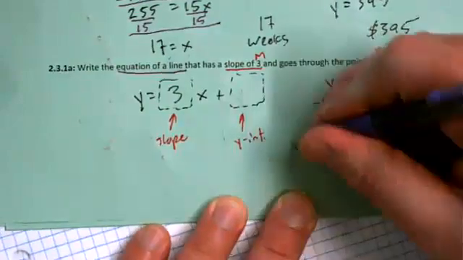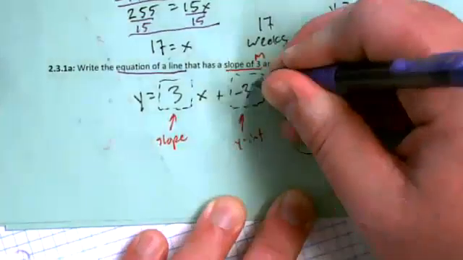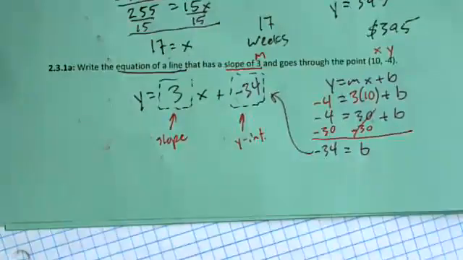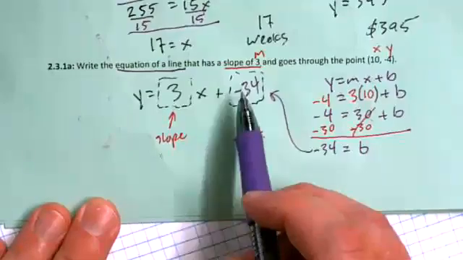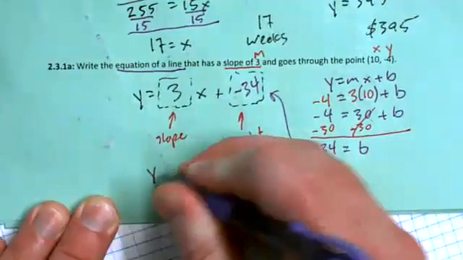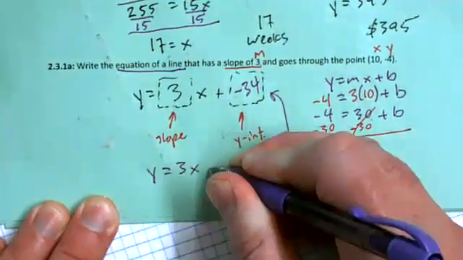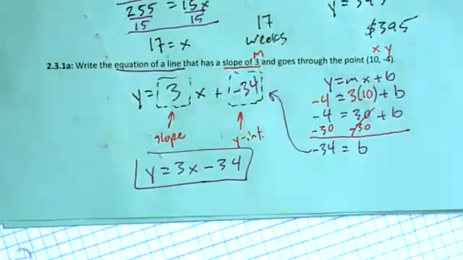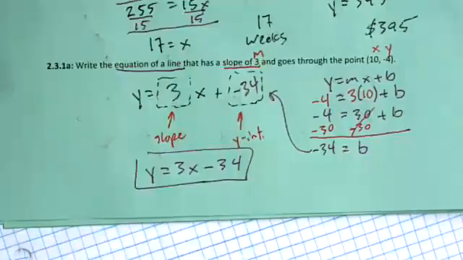Well, guess what? We've got everything we need for our final answer now. That -34 is what I was missing. I'm going to rewrite and clean this up a little bit. I don't really like plus -34. I would much rather write that as -34. Plus a negative is the same as just minus. So my final answer cleaned up is y equals 3x minus 34.